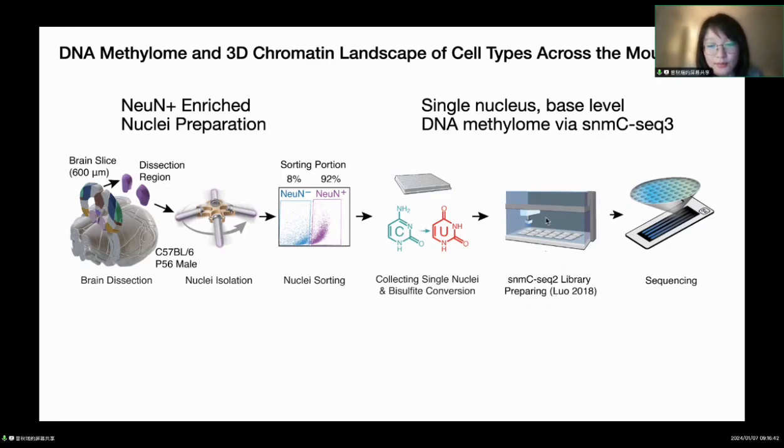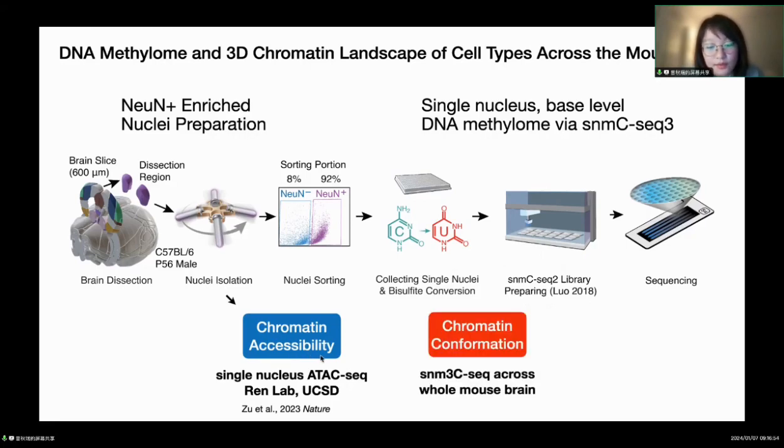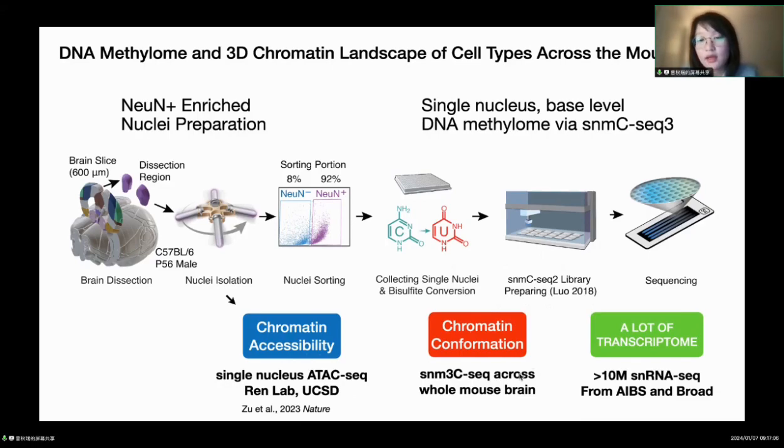Besides sequencing the single cell methylome, we also have the ATAC-seq dataset provided by Bing Ren's lab, which is the chromatin accessibility modality. We also have our own 3C-seq, which is methylation plus chromatin conformation. And lastly, we have the RNA dataset shared by the Allen Institute and Broad Institute. We're all together in the BICCN group, so all our dissections share the exact same brain, and we dissected the brains with the same method.